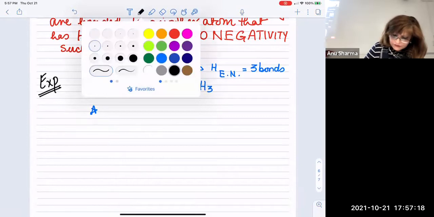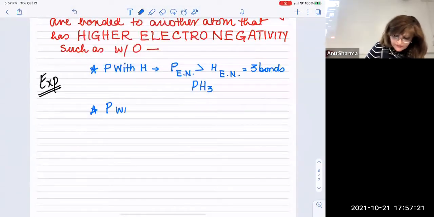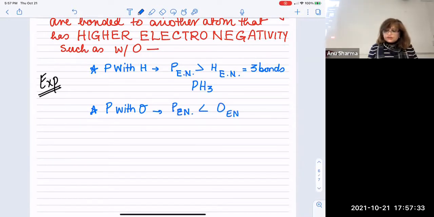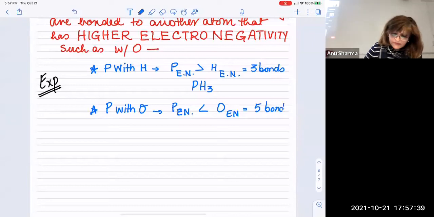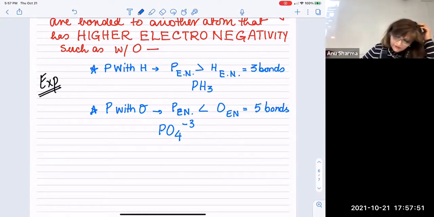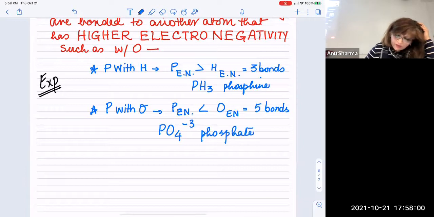Okay, when phosphorus combines with oxygen, the electronegativity of phosphorus is lower than that of oxygen. So in this case, it can make 5 bonds. In that case, we will have PO4 3 negative, the phosphate ion. So this is the phosphine molecule, and this is the phosphate ion. The phosphate ion is going to have 5 bonds.